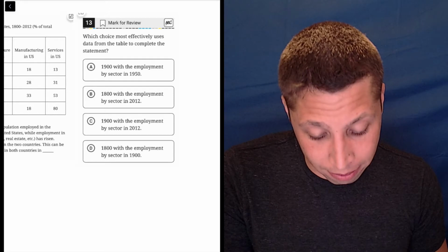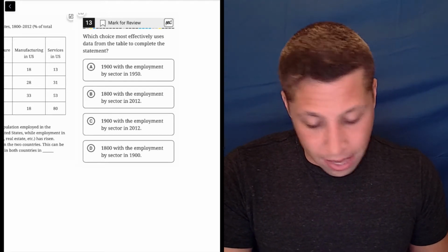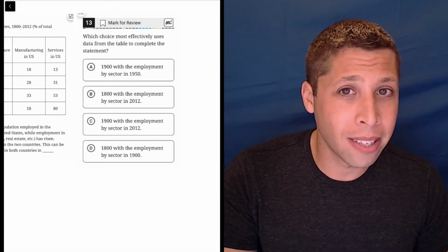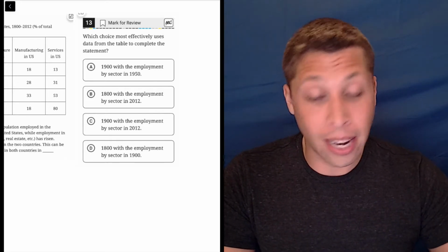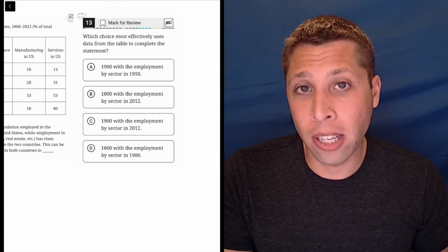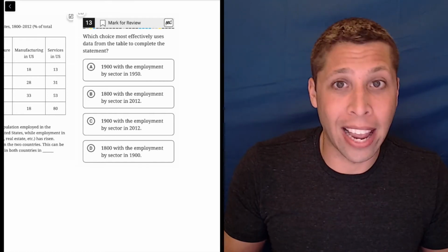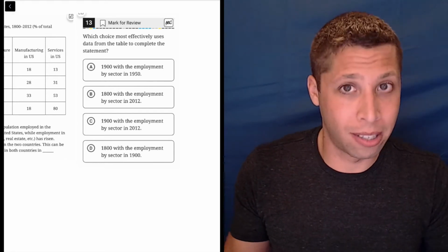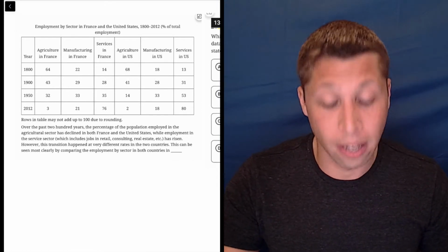We need to complete the statement with data from the table, but as it stands, these choices are not data. They're telling us to look in specific places, but by themselves, they don't mean anything, right? It's not saying anything about employment in 1950. It's just saying to look there. So I can't evaluate the accuracy of these choices because there's no data yet. I have to use the data that these choices direct me to and see how that data compares to what they're saying. So unfortunately, we're going to have to just go right in and try to understand the point of all this.